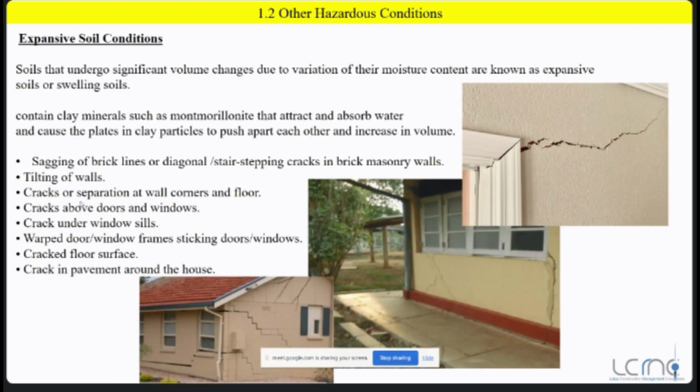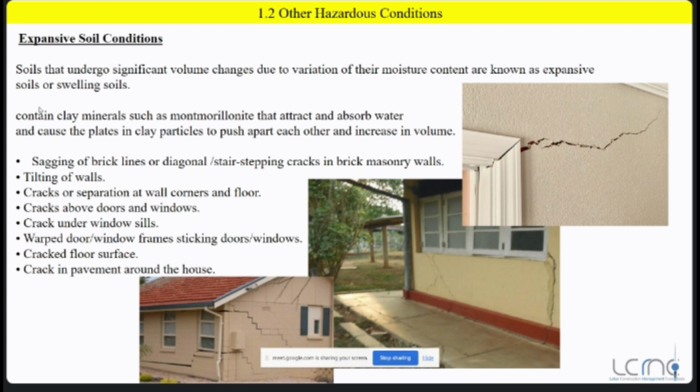Okay. The next one is the expansive soil conditions. So what is expansive soil? Expansive soil has a wide range of conditions. These are soils that undergo significant volume changes. That means there will be a volume change in the soil profile due to moisture content, due to moisture fluctuations. That soil is an expansive soil.